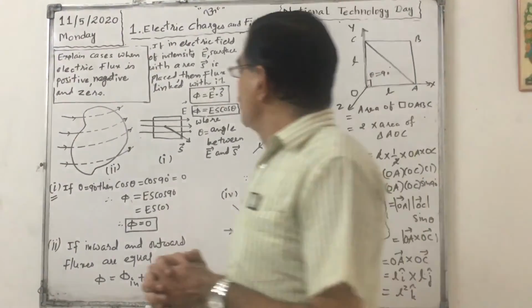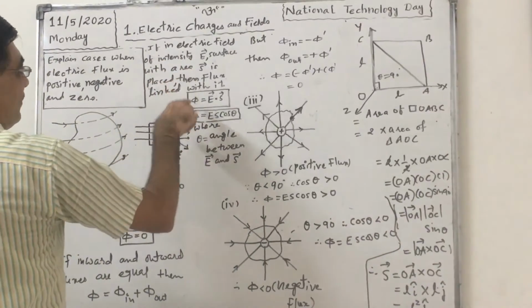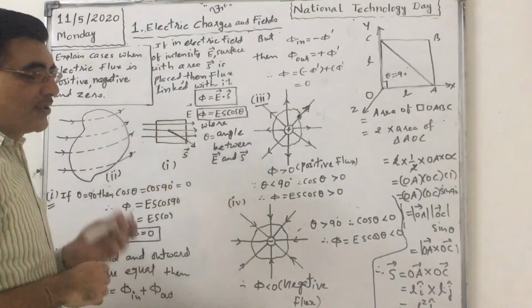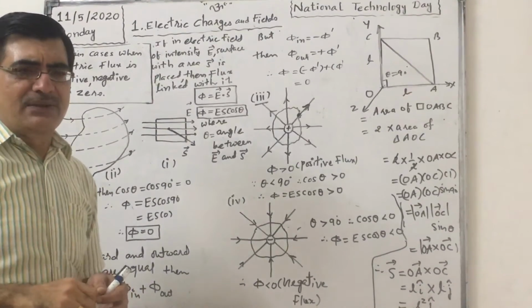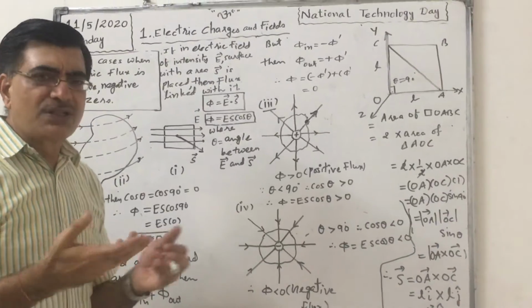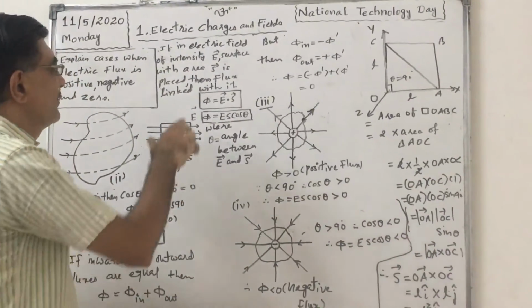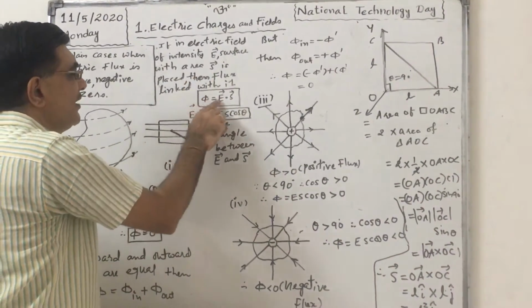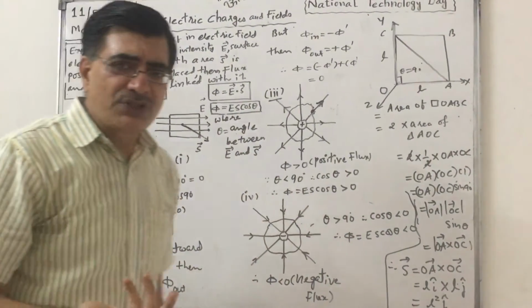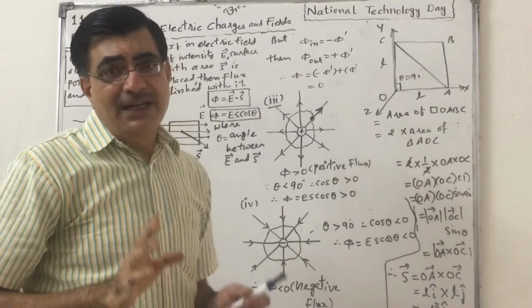Suppose the electric field is E and the surface area is S. Yesterday we discussed delta S because it was a smaller area. Now we are discussing general cases. So the surface area is S, then flux is E dot S equals ES cos theta. What is theta? I explained yesterday, theta is the angle between E and S.